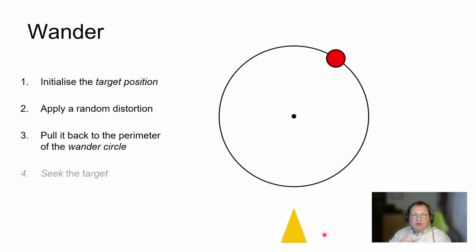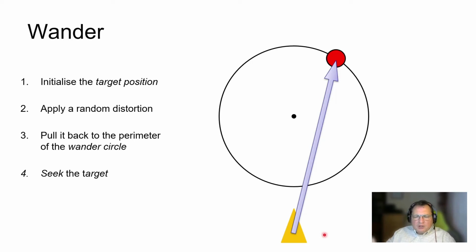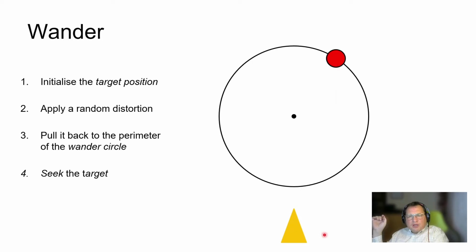Step number 4 now is to apply the seek behavior pattern for the agent to head to the target. So as you can see, our agent has just performed a random turn right. Now, steps 2, 3, and 4 will be iterated, repeated many times.